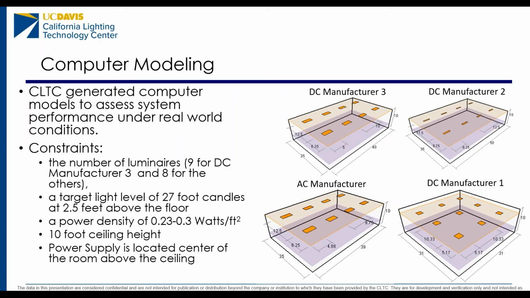The number of luminaires is either 8 or 9, depending on the system. There was a target light level of 27 foot candles at 2.5 feet above the floor, a power density of between 0.23 and 0.3 watts per square foot, and 10-foot ceilings. We also assumed the power supply was located in the plenum directly above the center of the room. And then we let the software generate optimal lighting layouts from which we could calculate the distance from each luminaire to the center of the room and therefore get cable length.